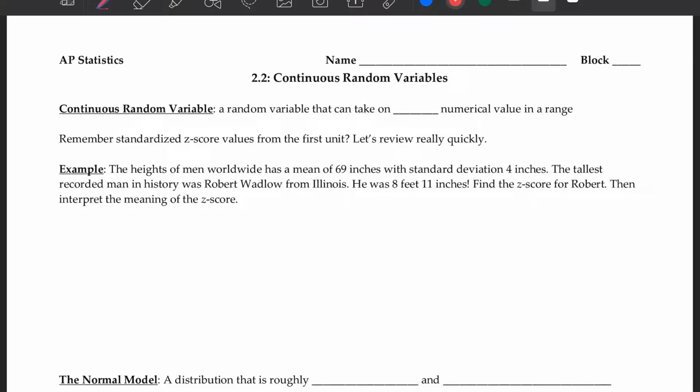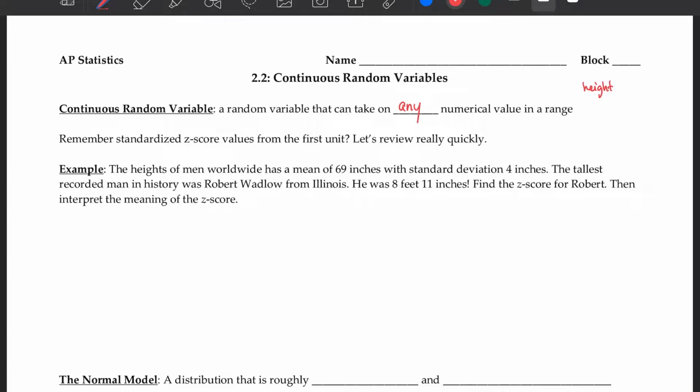Hello, and welcome to our Notes 2.2, where we're going to continue talking about random variables, but this time we're talking about continuous random variables. So unlike discrete random variables that can only take on specific, certain, distinct values within a range, a random variable that is continuous can take on any numerical value in a range. So examples like this would be height.